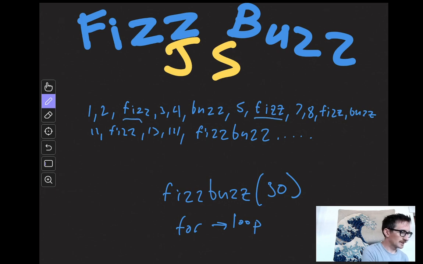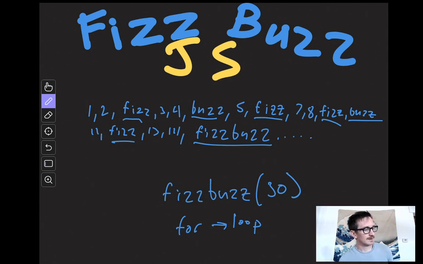put out fizz. So here it's 3, 6, 9, and 12. See how those are all fizz. If it's divisible by 5, we're going to print out buzz. So 5 and 10 here, they're divisible by 5. And if it's divisible by 15, we're going to put out Fizzbuzz. So let's go ahead and write this.